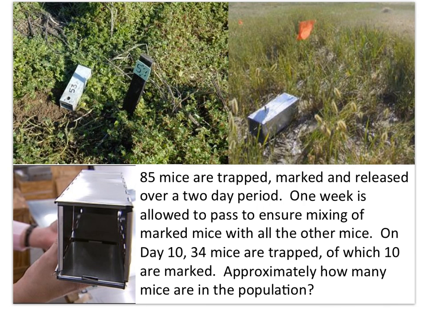In this slide, we can see various live mammal traps used in field samples to estimate population size. But here's a question. 85 mice are trapped, marked, and released over a 2-day period. 1 week is allowed to pass to ensure mixing of the marked mice with all the other mice in the population. On day 10, 34 mice are trapped, of which 10 are marked. Approximately how many mice are in the population? Turn the movie off now or follow along with me. The answer you should have had was 289. Remember, this is an estimate and there are numerous sources of error.